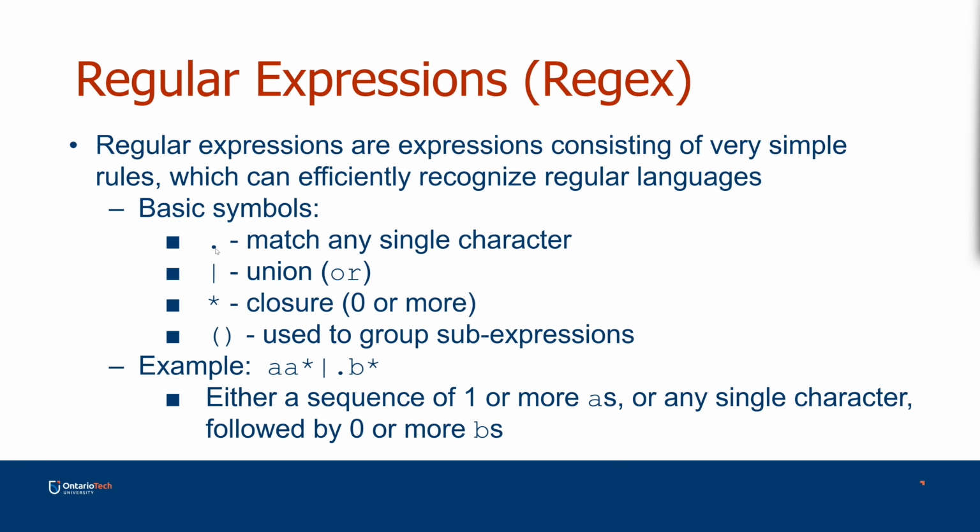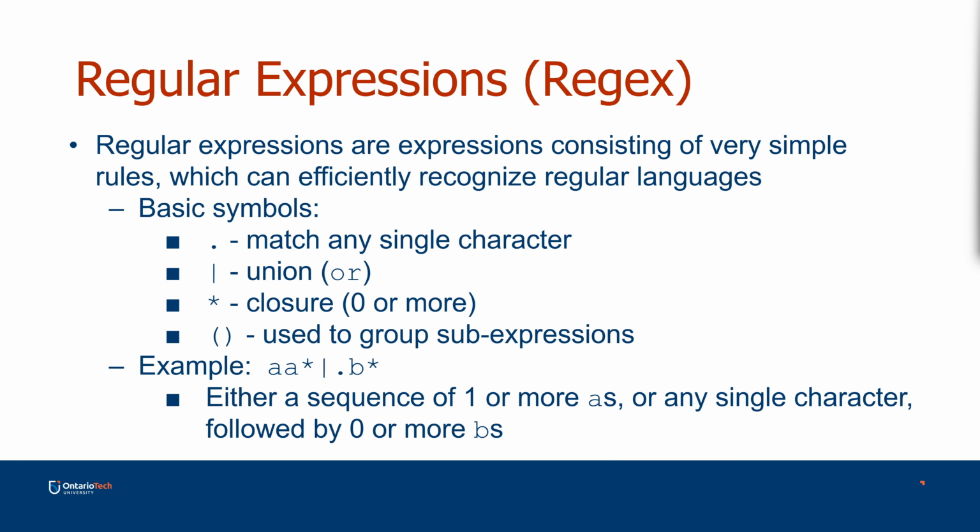So if we just see a dot or a period or a full stop, that means match one single character, and it doesn't matter what character it is. It could be something that's printable, something that's not printable, it could be a space, it could be an A, it could be anything. And then we have the vertical pipe or the OR symbol, commonly used as the OR symbol in many programming languages.